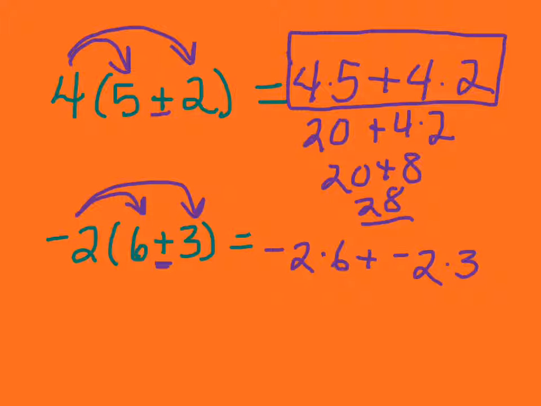If it asked me to rewrite and then simplify, I would have to go ahead and perform my multiplication and addition here. So I'll just do that, and I get negative 12 plus negative 2 times 3. I still have to multiply, so I get negative 12 plus negative 6. And so this gives me negative 18.